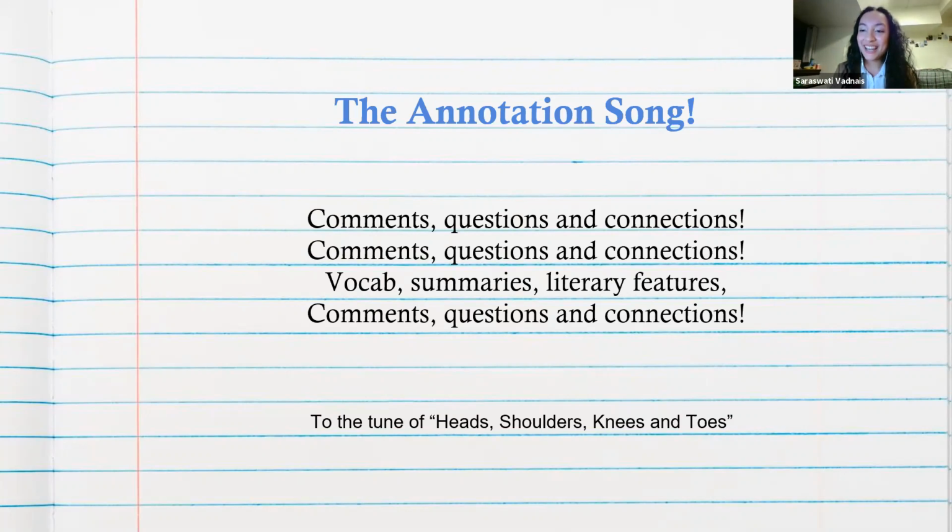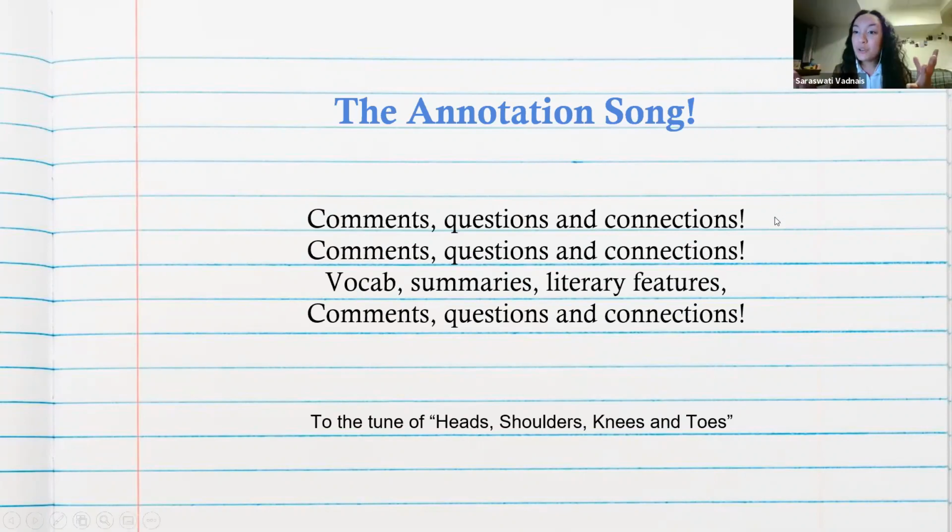Comments, questions, and connections. Comments, questions, and connections. Vocab, summaries, literary features. Vocab, summaries, literary features. Comments, questions, and connections. Comments, questions, and connections.